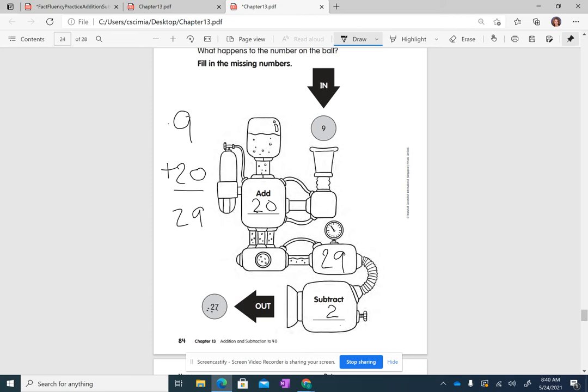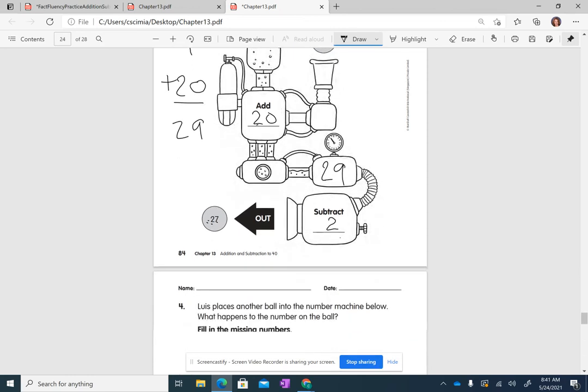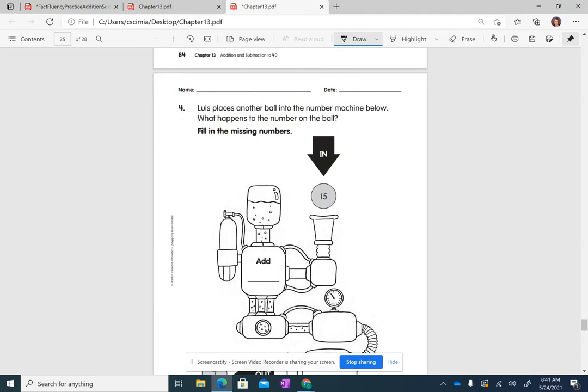And now comes 27. There's a couple different ways you can do this, but you have to find something you can add to 29 and then something you can subtract to get to the end number. So it's a little tricky. Makes you think. Okay. Lewis places another ball into the number machine. What happens to the number on the ball? Fill in the missing blanks.